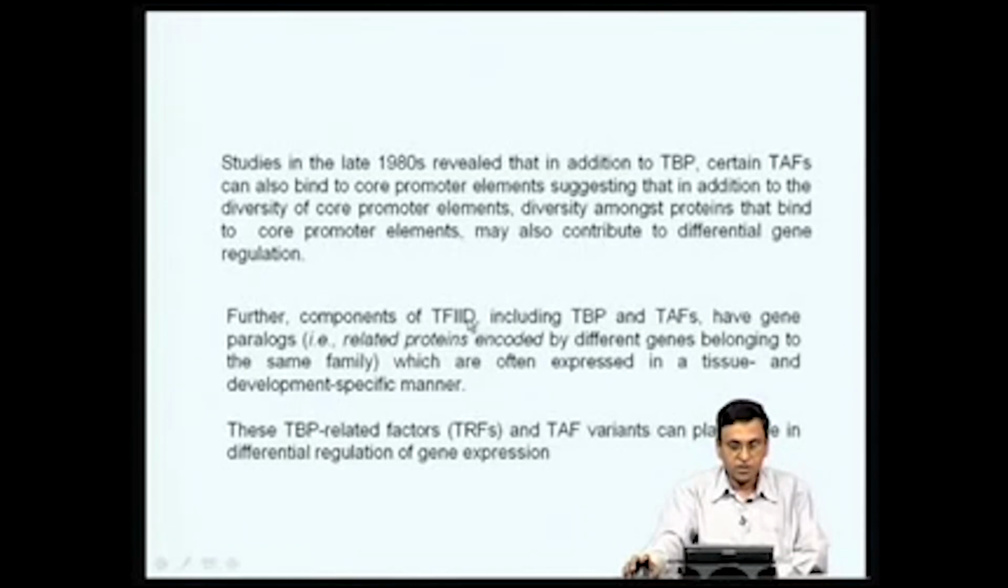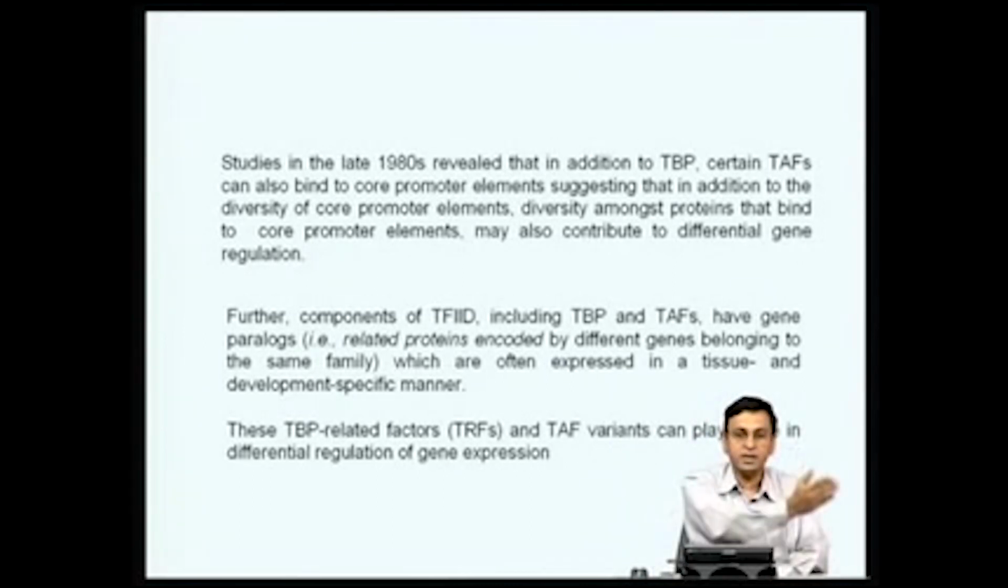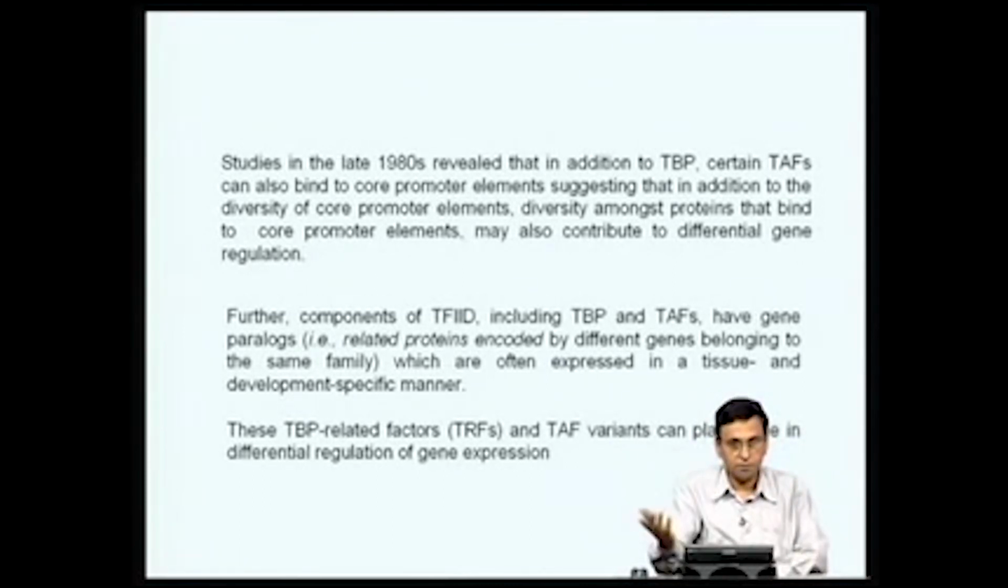The components of TFIID, including TBP and TAFs, have many paralogs. Now, what are paralogs? Paralogs are related proteins encoded by different genes belonging to the same family. So, for example, when I identify TBP in humans and I identify a TBP related protein in Drosophila, that becomes a paralog. They all belong to the same TBP gene family, but there is a paralog of TBP, a TBP related protein, which I have identified in Drosophila.